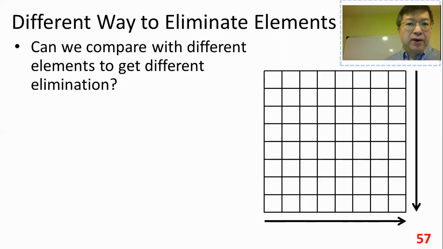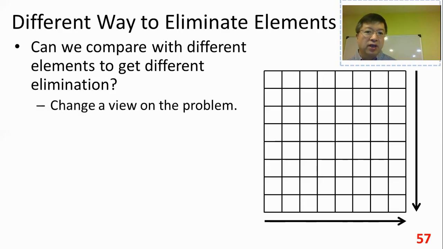So can we compare with different elements to get different eliminations? Sure. We can try elements in different locations. But you need to have some guideline. So here we use another idea I mentioned before: change the view on the problem. So we can view the problem differently. Can we use a different angle to look at it to get a different idea?